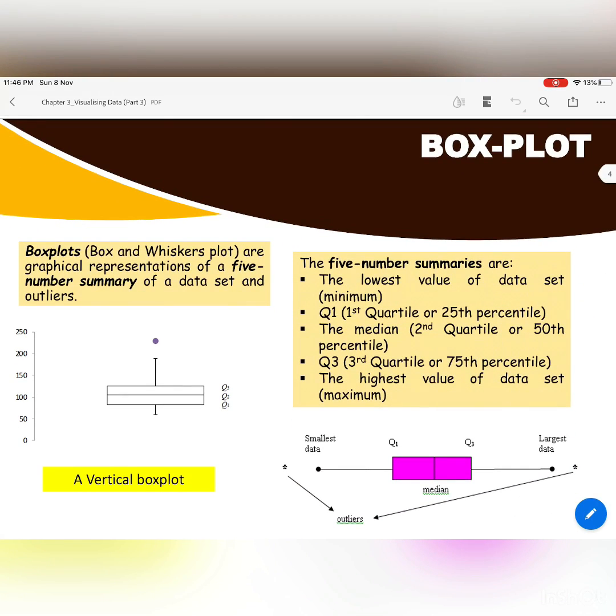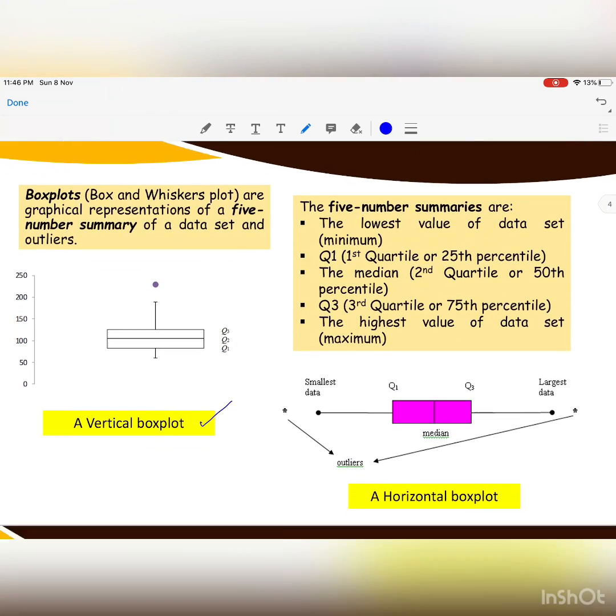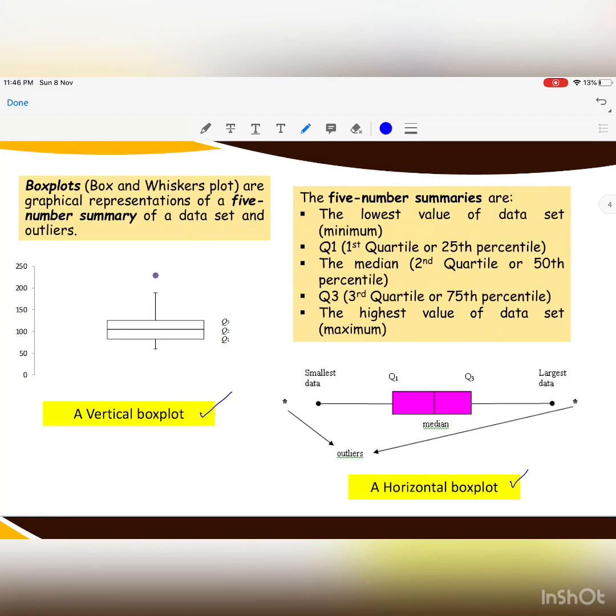Okay, so this is the box plot. We have two types of box plot here. The first one is a vertical box plot, and the second one is a horizontal box plot. Before we draw the box plot, we must have the 5 number summary.